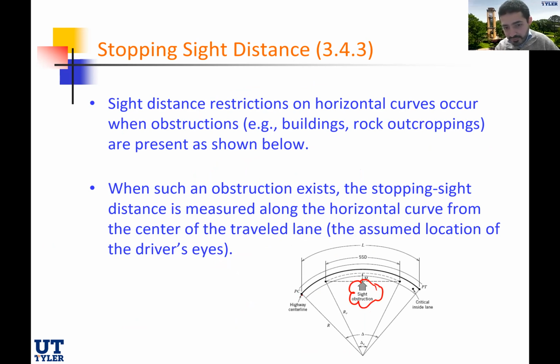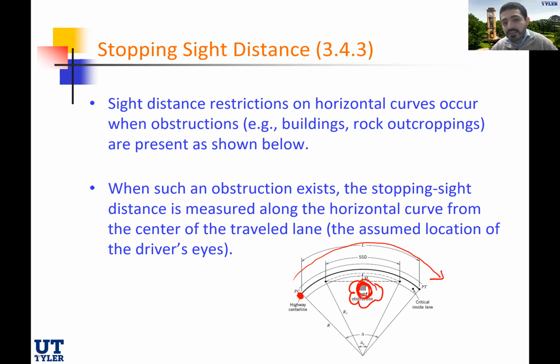So if you're driving at the beginning of the curve and you're driving along that curve, the sight distance is now actually not going to be the whole length of the curve. It's going to be highly affected by that obstruction. It can be a tree, it can be a billboard, it can be anything. So sight distance restrictions on a horizontal curve occur when these obstructions are present, as shown in the picture.